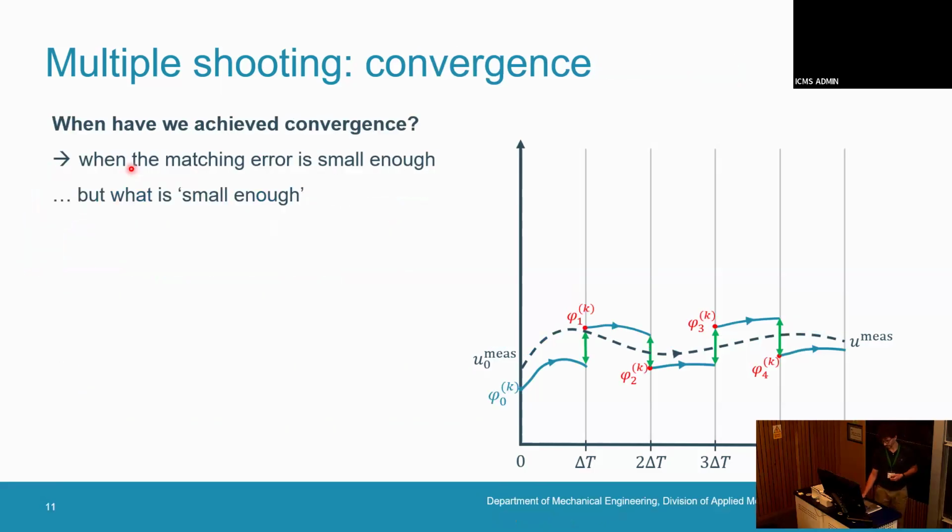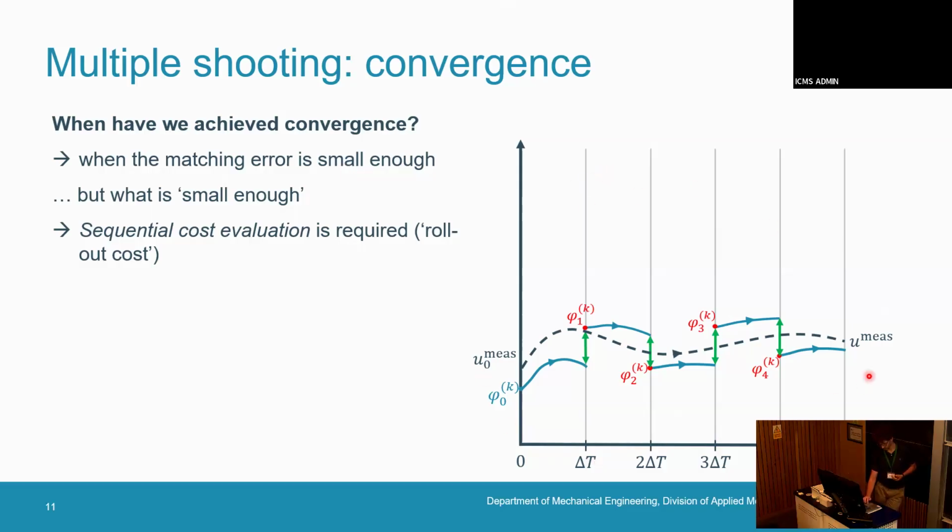All right, then the important question at this point is, well, when have we achieved convergence? So basically, when do we have to stop our algorithm? The basic answer here is when our matching error is small enough. And then, of course, the real question is what is small enough? And it turns out that this is actually quite an important question. And the only way to properly answer it is by doing a sequential evaluation over the whole time horizon. I'm going to try to explain why this is very important.